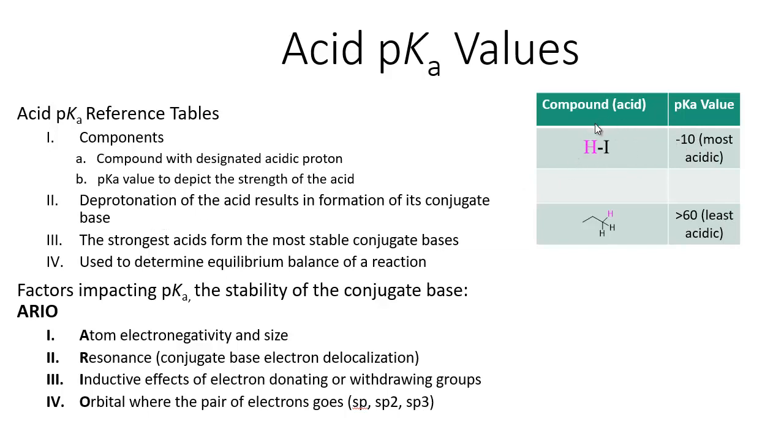For acids, deprotonation of the acid always results in formation of its conjugate base. The strongest acids form the most stable conjugate bases. So hydroiodic acid is the strongest acid. This is going to form the most stable conjugate base. Let's show an example reaction of that.